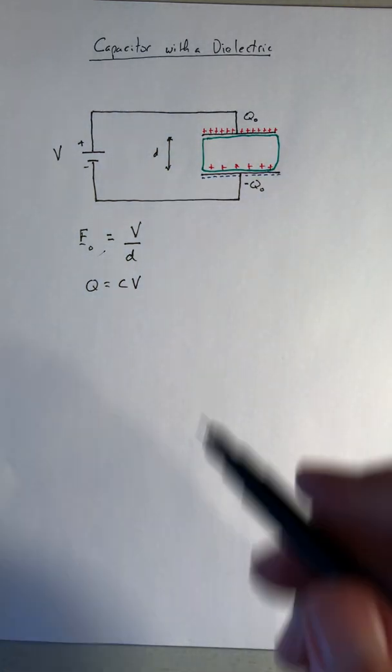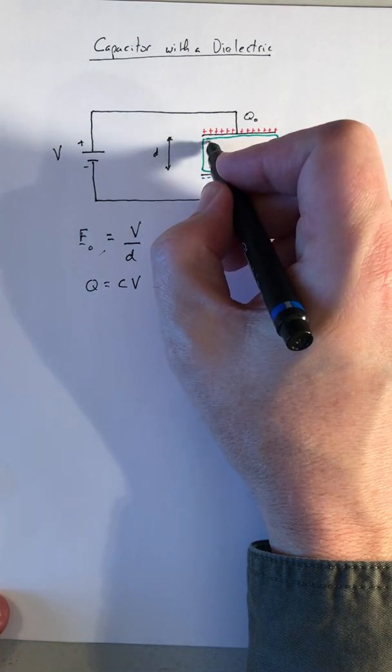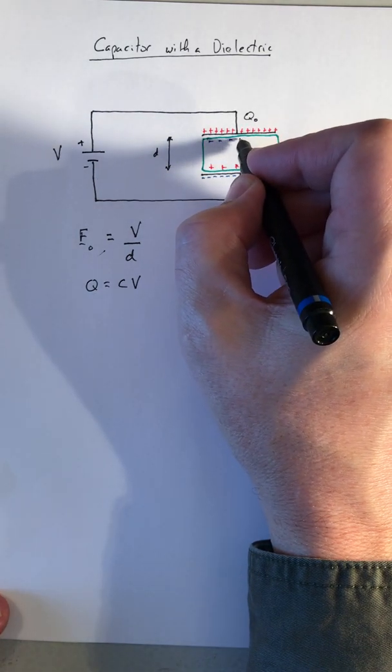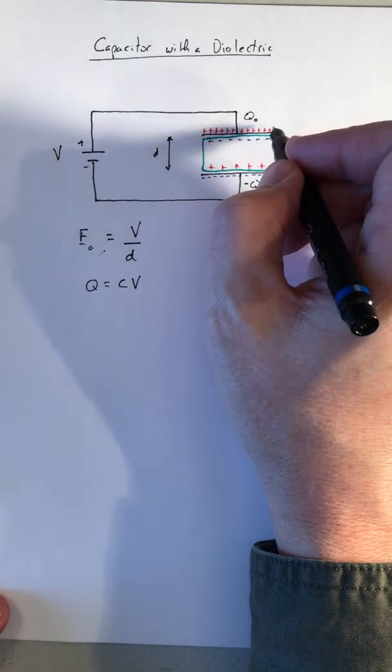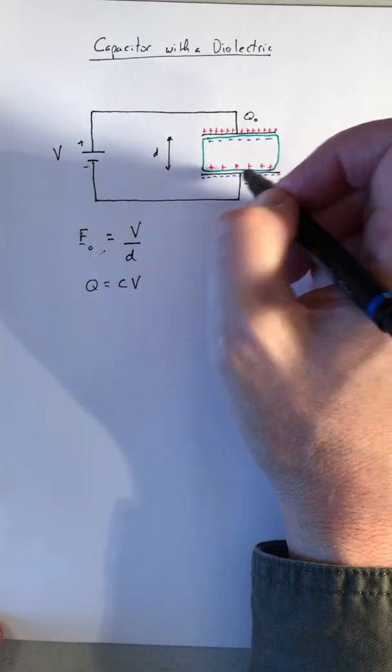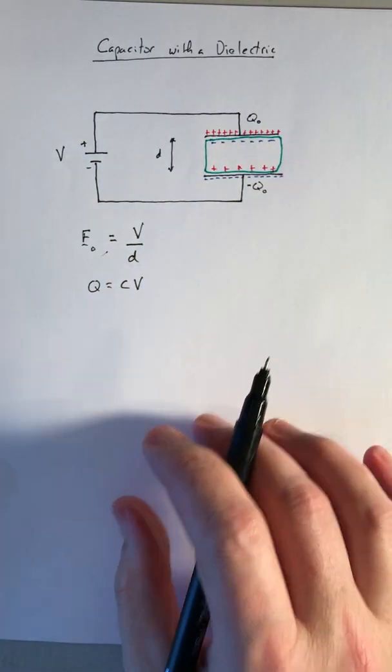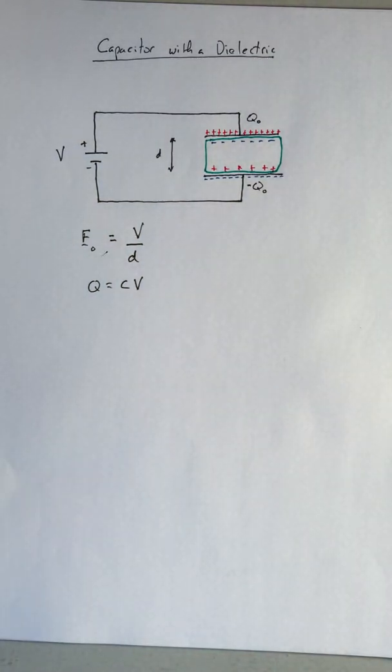And a negative surface charge at the end of the dielectric slab that's closest to the positive plate. That's just the effect of the polarization of this dielectric material.